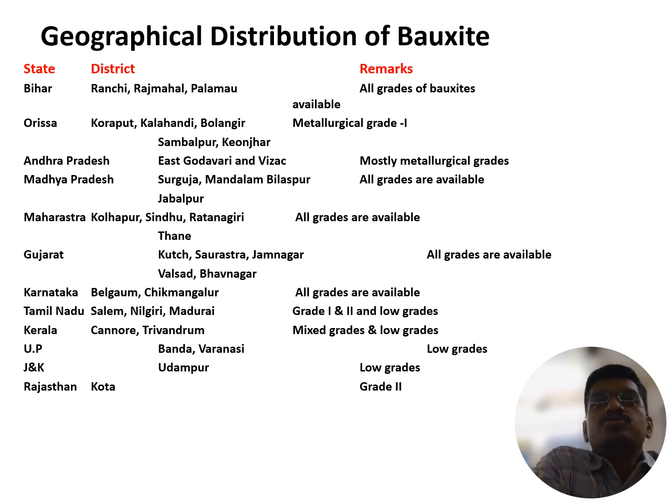From Surguja, Mandla, Bilaspur and Jabalpur in Madhya Pradesh, all grades of bauxite are available. From Kolhapur, Sindhudurg, Ratnagiri and Thane in Maharashtra, all grades are available. From Kutch, Saurashtra, Jamnagar, Valsad and Bhavnagar in Gujarat, all grades are available. From Belgaum and Chikmagalur in Karnataka, all grades are available. From Salem, Nilgiri and Madurai, now called Dindigul, in Tamil Nadu, grade 1, grade 2 and low grades are available.